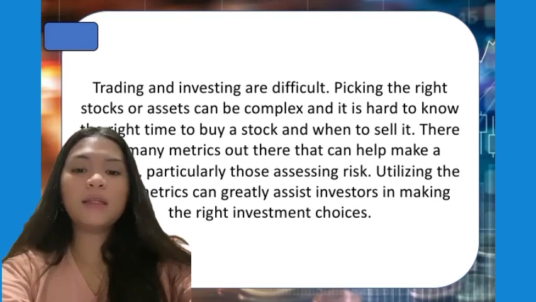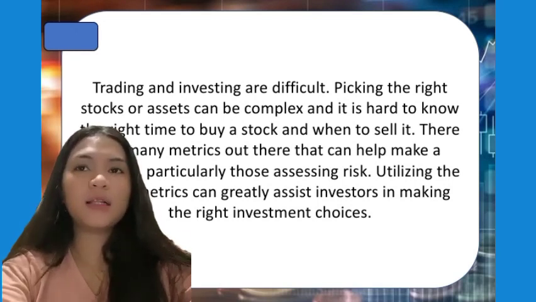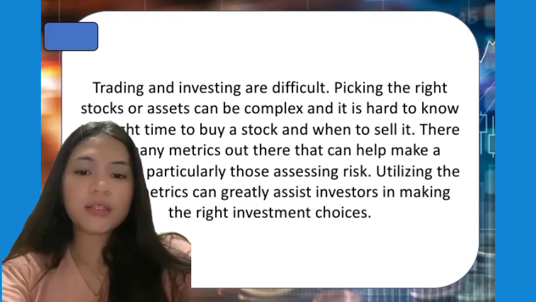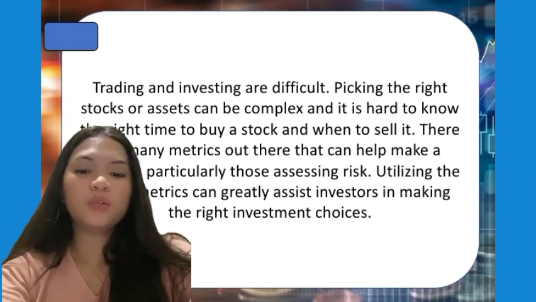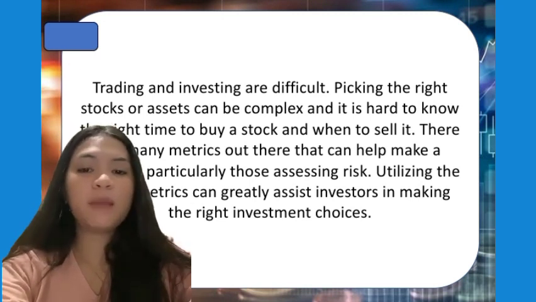So, the bottom line talks about how to make money by buying and selling things like shares of companies or other things that have value. It says that it is not easy to do this because you have to choose the right things to buy and sell, and you have to know when to do it. It also says that there are some numbers that can help you decide what to do, especially the ones that tell you how risky something is. It says that using these numbers can help you make better choices and make more money.